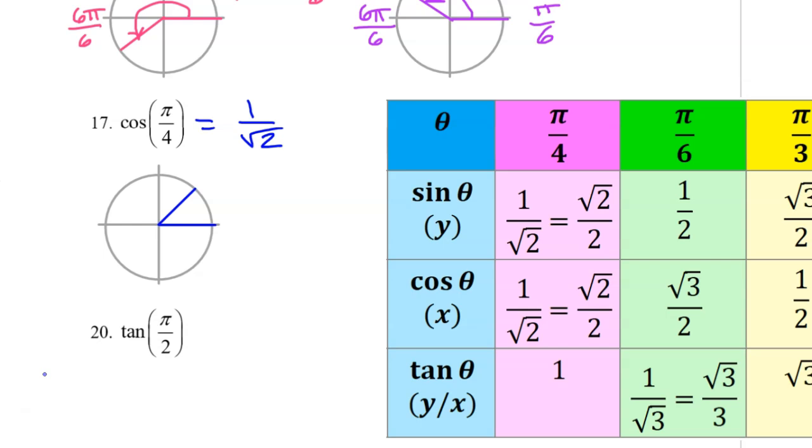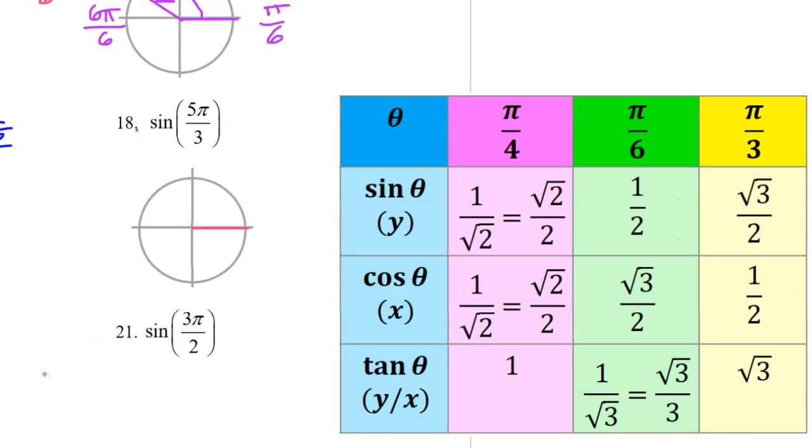In what quadrant is 5 pi over 3? We can think of pi as 3 pi over 3, and we can think of 2 pi as 6 pi over 3. Therefore, 5 pi over 3 will be pi over 3 less than 6 pi over 3, placing it right here in the fourth quadrant. This also tells us that the reference angle is pi over 3.